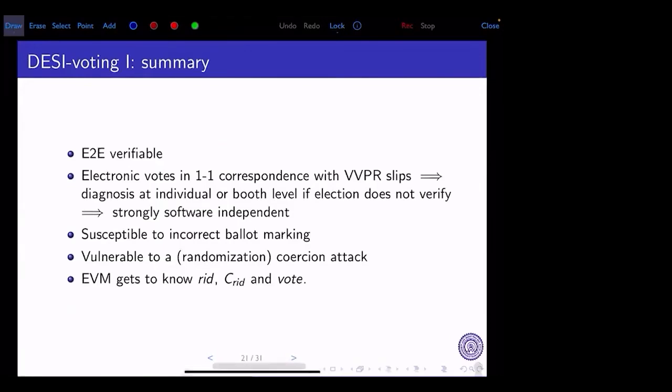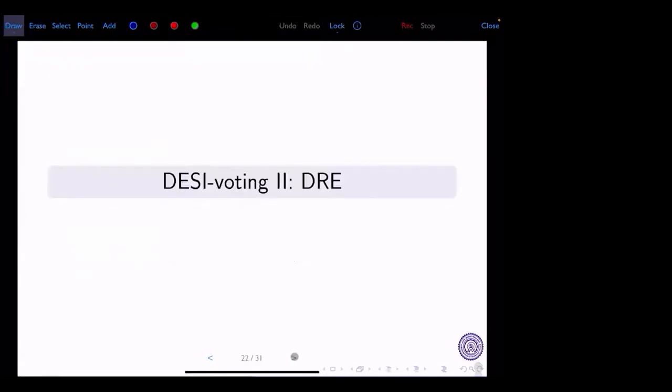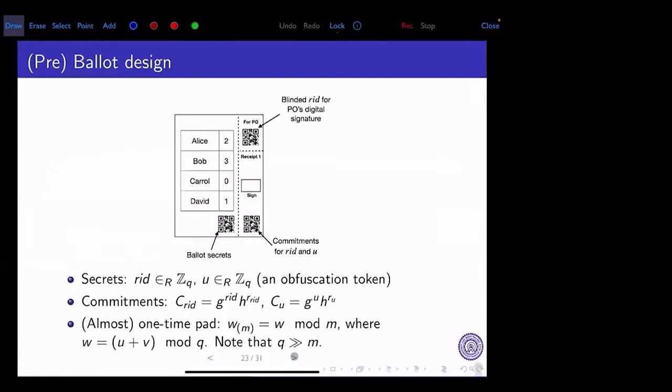Okay. Let us look at a DRE version of this protocol. So that is Desi Voting 2. I'll try to address some of this problem with a DRE system. Now, with a DRE system, I won't solve this problem, but I'll introduce more problems. What is a DRE problem? The DRE problem is that you are now pressing a button instead of putting a tick. Now, that immediately brings in a new problem of contestability, dispute resolution. So I have to give a proof that if you have pressed two, I have recorded two and I have not recorded three. So that makes the problem a little more difficult.